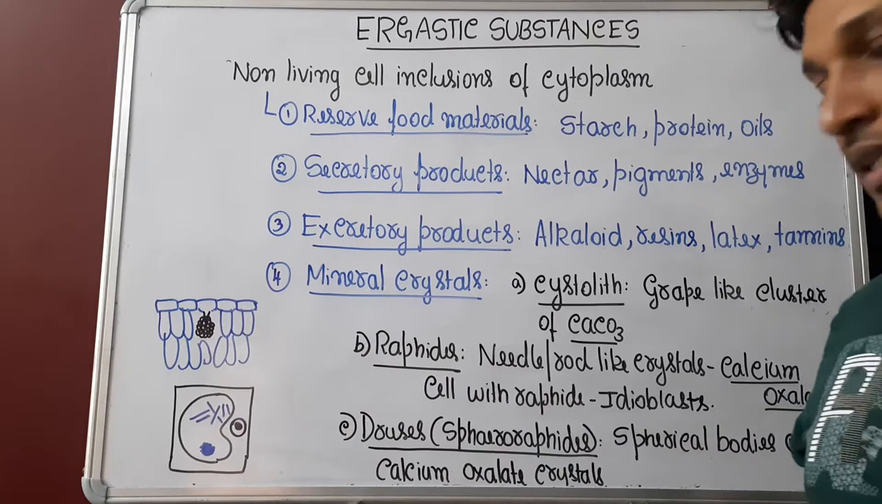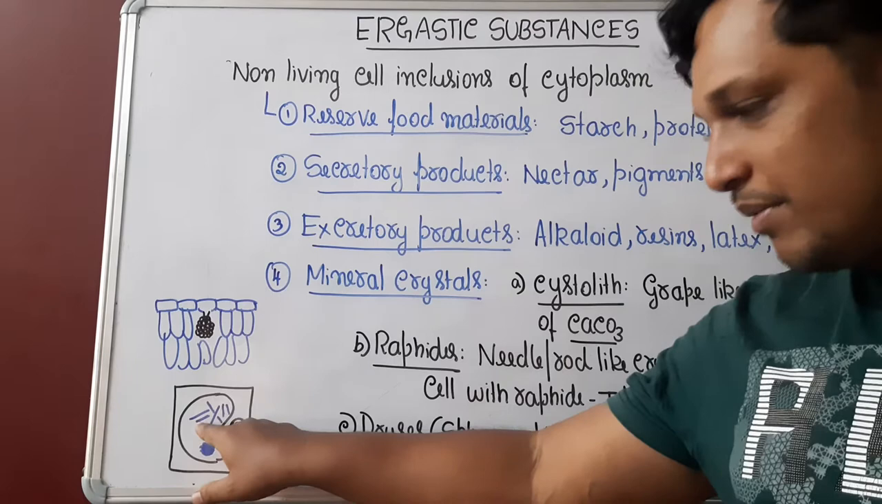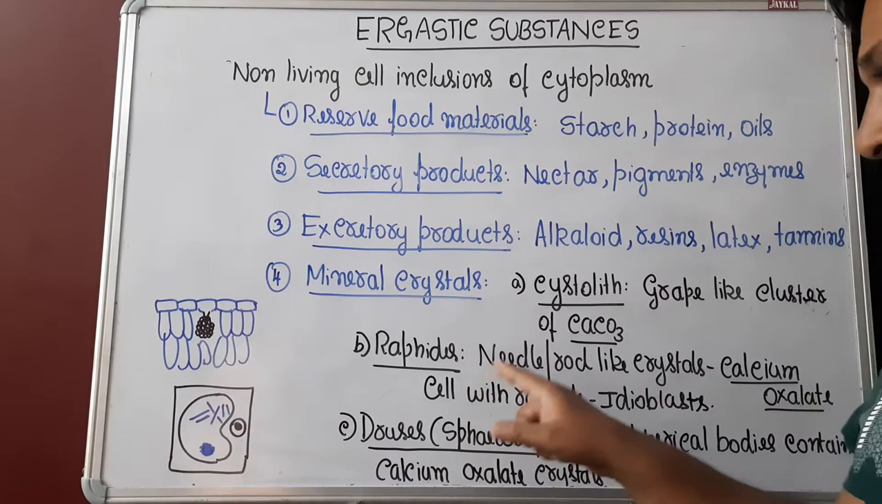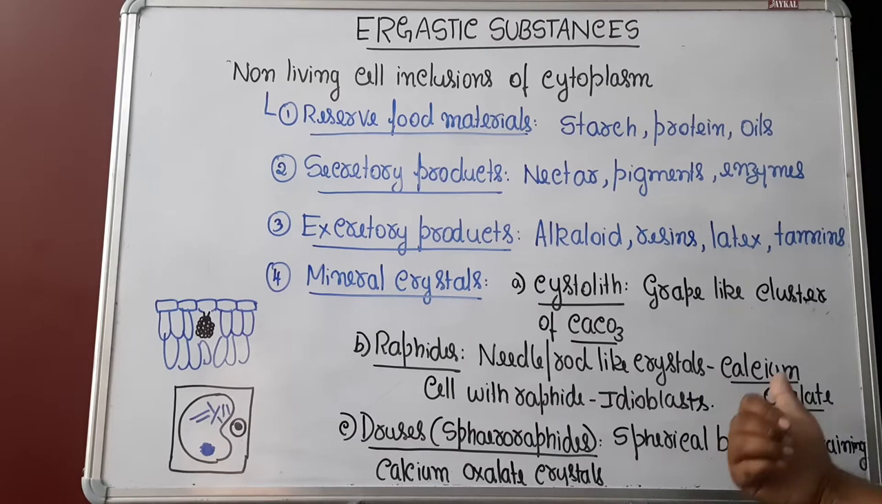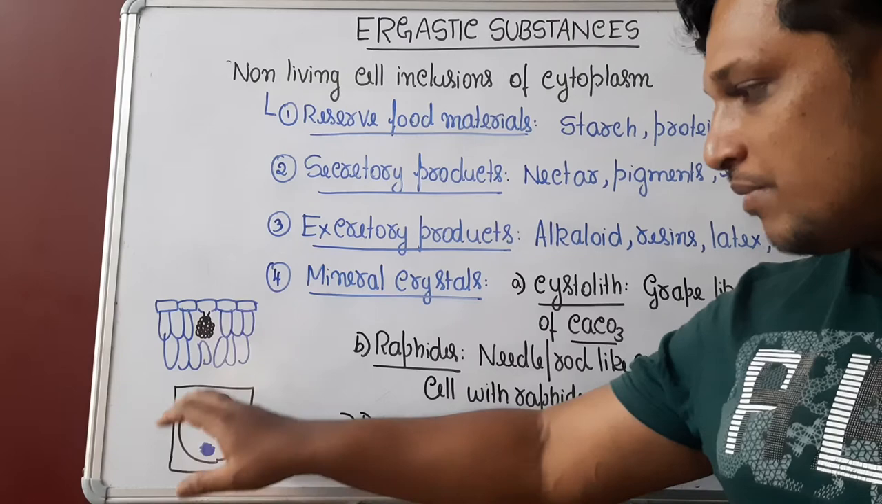Whereas, the second type of mineral crystal is called raphides. What is a raphide? It is needle-shaped. As I have drawn a cell and a vacuole of plant, inside the vacuole, there will be raphide. What is it made up of? These needle-shaped structures are made up of calcium oxalate.